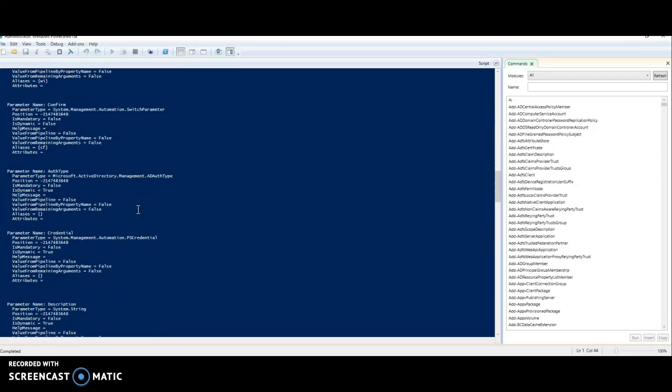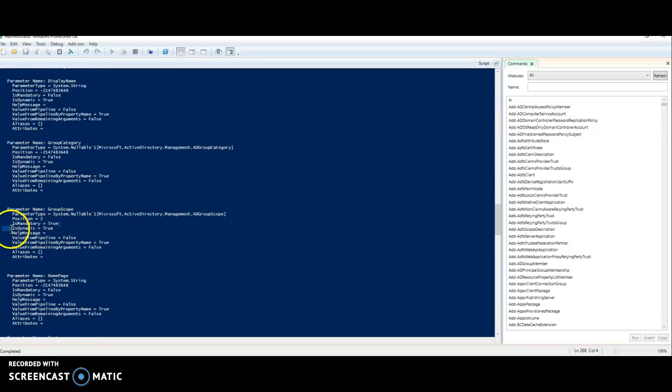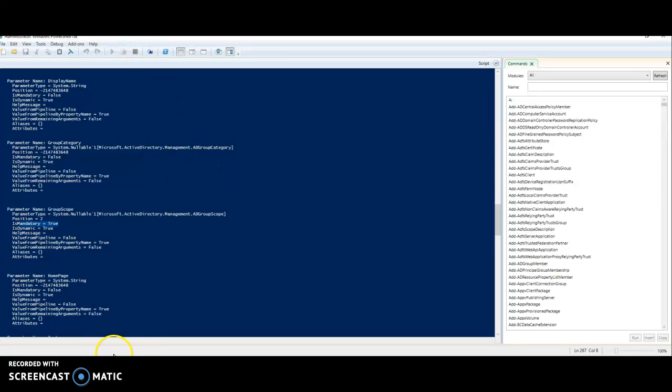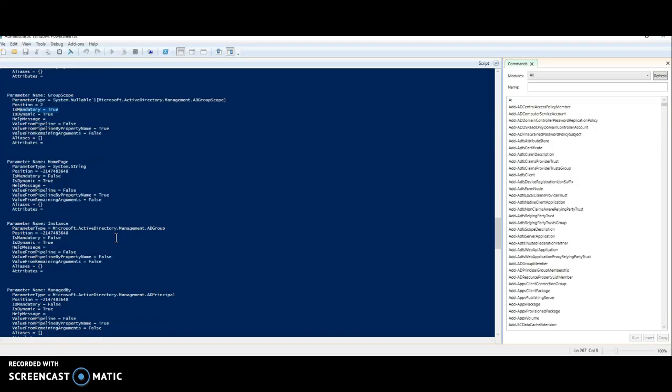Take a look at that again. Group scope. There you go. True. Mandatory. So we are correct. We were able to find out the optional and required parameters of the new add group.